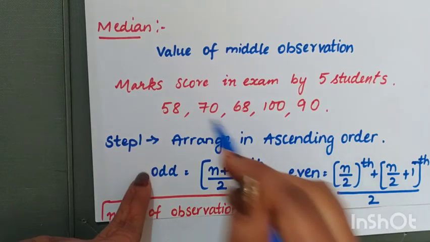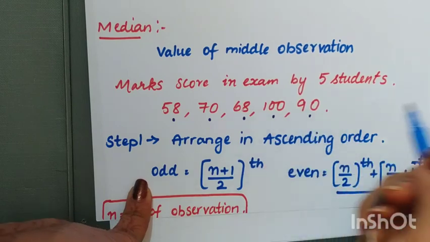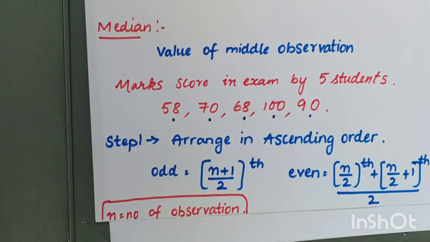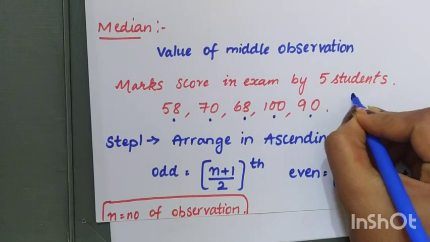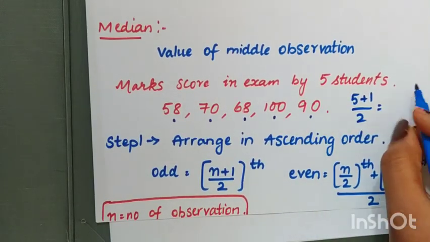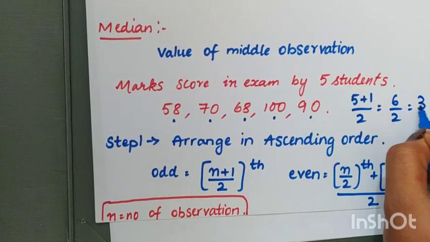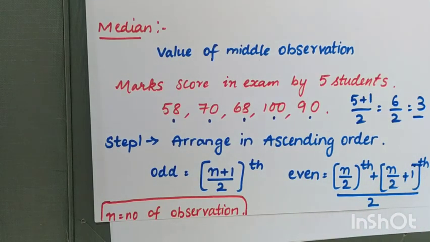Number of observations in the sense this 1, 2, 3, 4, 5. So now here n is 5. As 5 is an odd number, we will use this formula. 5 plus 1 by 2. That means 5 plus 1 is 6, 6 by 2 is 3. So the third observation will be the median. As n is equal to 5, I write here 5 plus 1 by 2, which is 6 by 2, and hence it's 3. So hence the third observation will be the median.